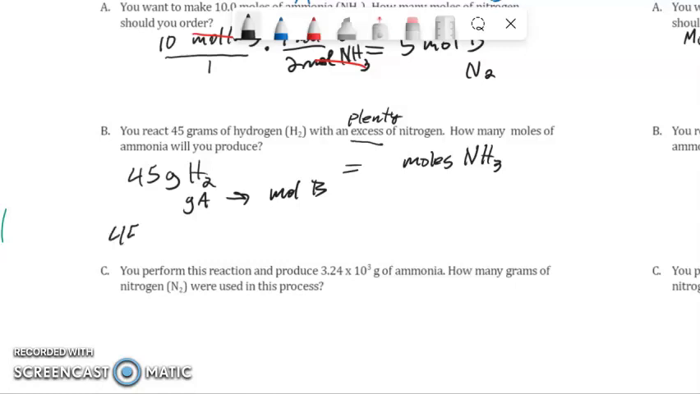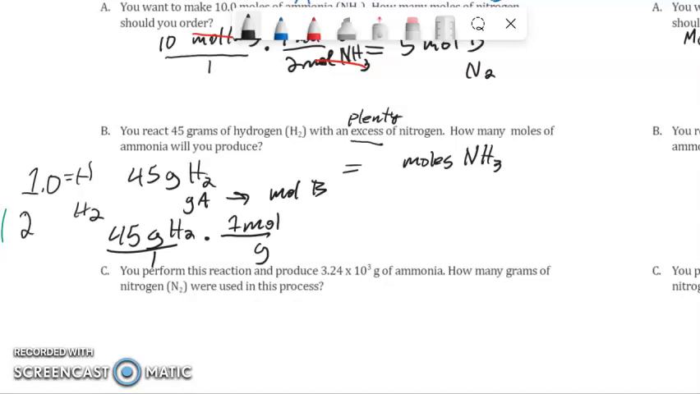So if we have 45 grams of H2, we're going to multiply that by the molar mass conversion factor. We want to have grams on the bottom and 1 mole on the top. We've got to figure out what the molar mass of hydrogen is. Well, hydrogen is 1.0, so the molar mass of H2 is 2 grams per mole. So we have 1 mole per 2 grams. Right, that's our first conversion factor.